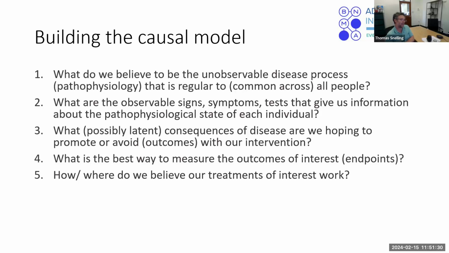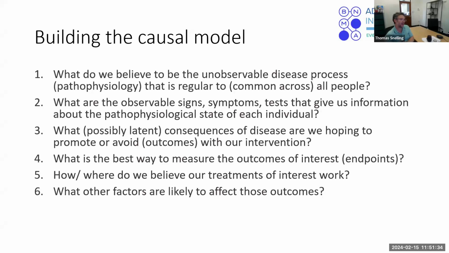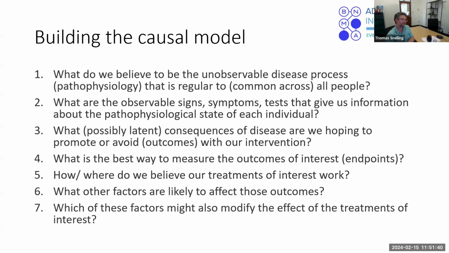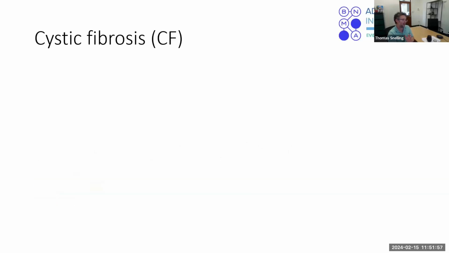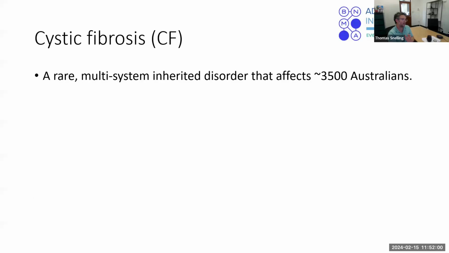And then how and where do we believe that our treatments of interest work, and what are the other factors that are likely to affect those outcomes, and which of those factors might also modify the effect of the treatments of interest. So this is the sort of the process that we would go through with our domain experts in order to come up with a preliminary causal model of the underlying problem of interest.